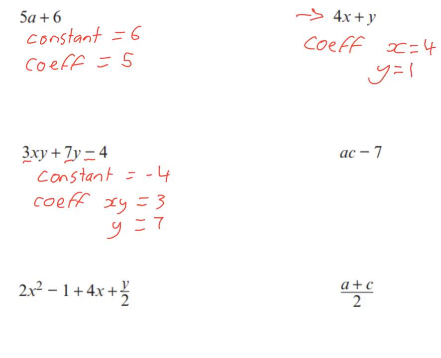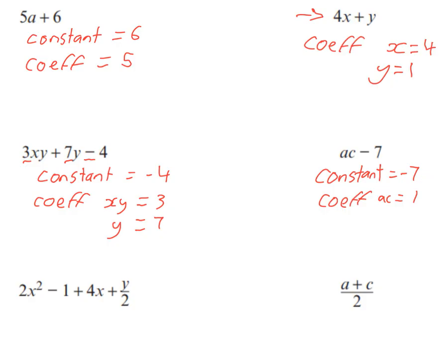Let's have a look at the next one. The constant is going to be minus 7. And the coefficient of A and C is going to equal 1 because there's nothing in front of them.